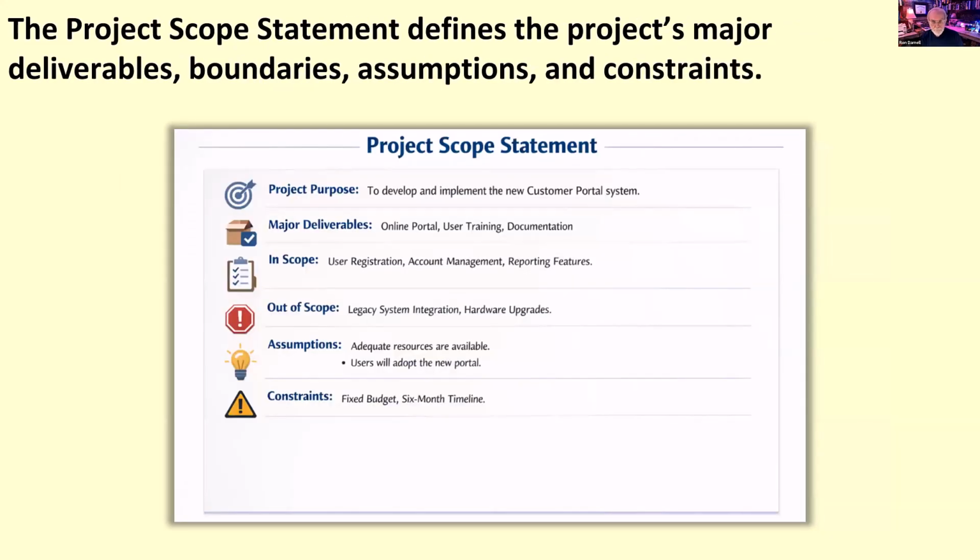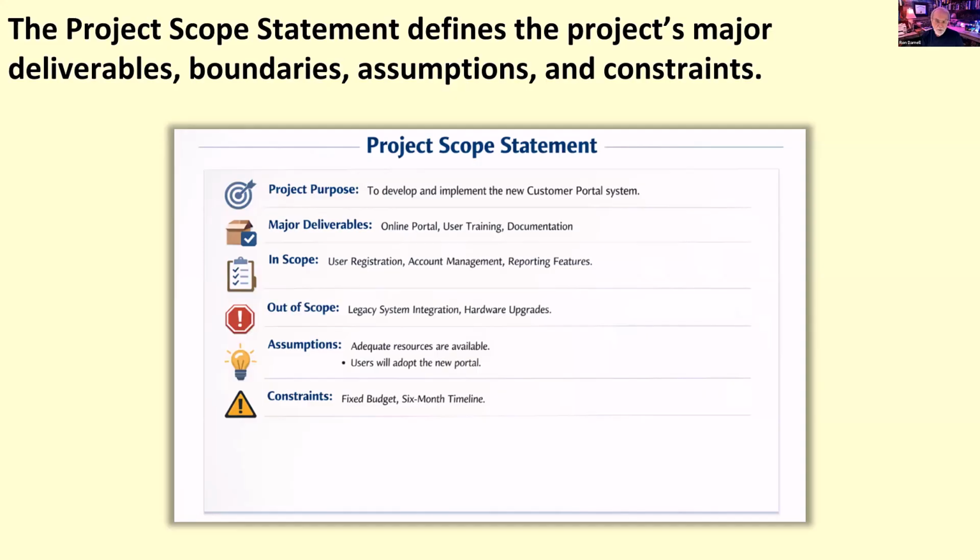Project scope statement. The project scope statement defines the project's major deliverables, boundaries, assumptions, and constraints. It's the artifact used to formally define the scope of the project. The purpose is to describe what's expected to deliver, establish project boundaries, and create a common understanding among stakeholders and the project team about what's included in the project and what's not.